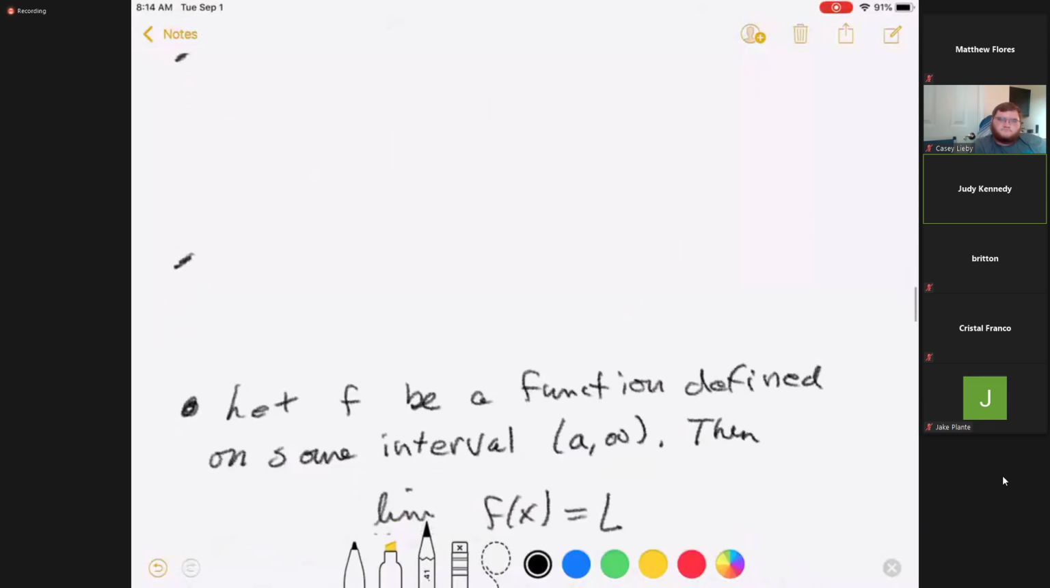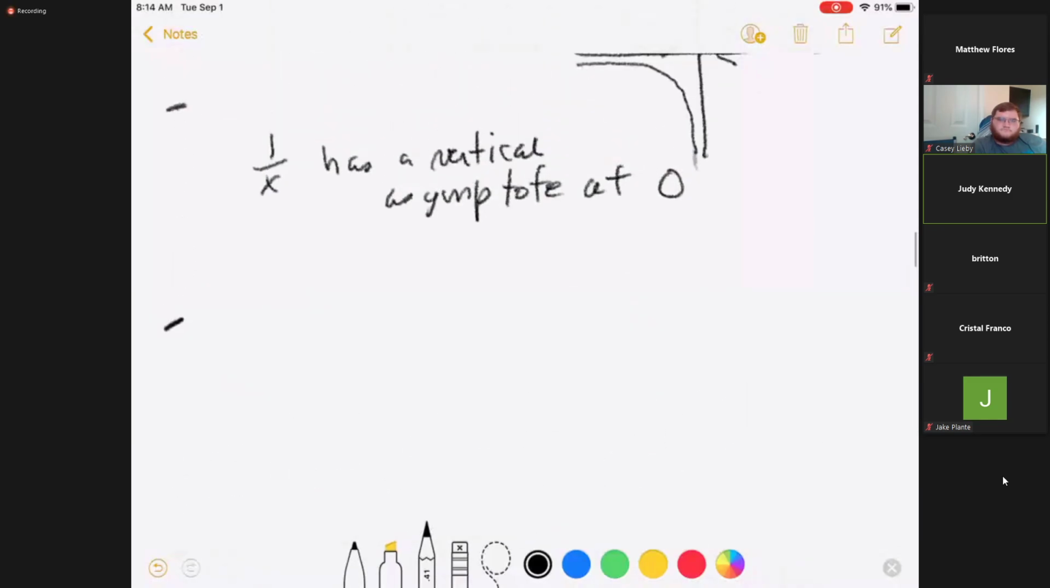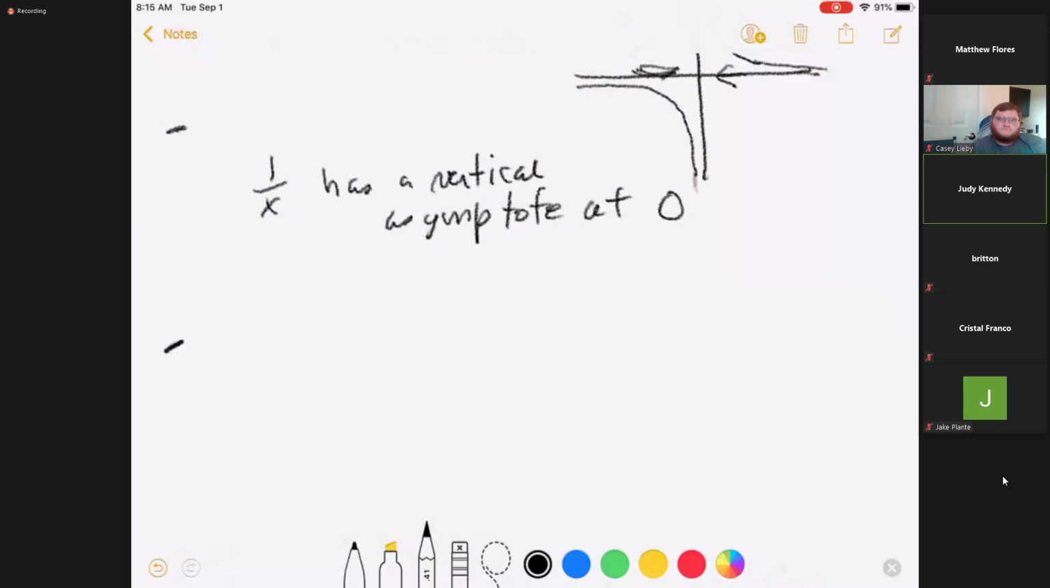Okay. Let me just say a little bit more about this. Let's just make a rule or fact. The limit as x approaches 0 from the right is plus infinity. I'll just say what r is in a minute.